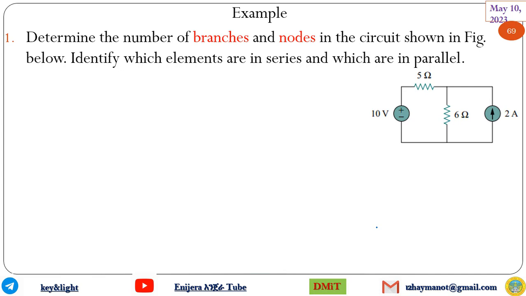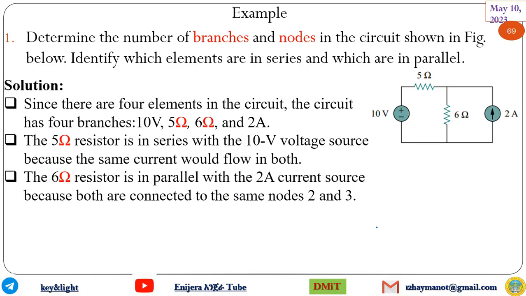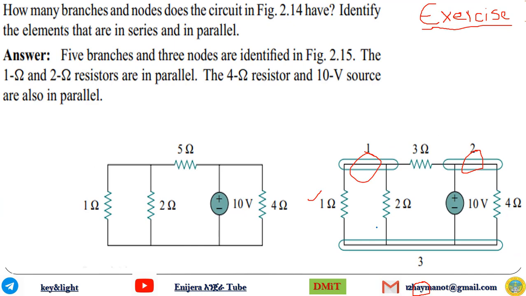Determine the number of branches and nodes. Identify which elements are in series and which are in parallel. Branches: simply count the elements. There are 4 branches. What about the nodes? 1, 2, 3 nodes. Which one is series? 10 volt and 5 ohm. 6 ohm and 2 ampere are parallel. How many branches and nodes does the circuit have? Branches: simple count. What about the nodes? 1, 2, 3 nodes.